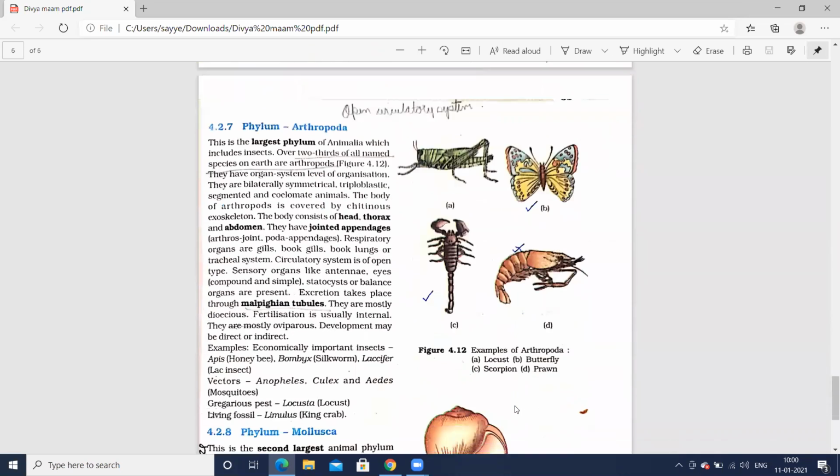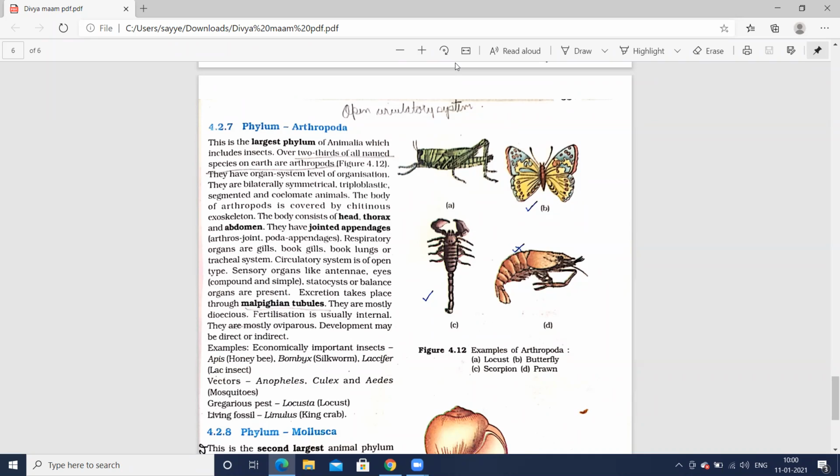Now we move on to very, very sweet creatures. Very nice, simple creatures. They're not that deadly as the blood-sucking ones we did. The phylum is Arthropoda. This is the largest phylum of Animalia. This includes insects. Whenever we use the word Arthropoda, we're talking about insects. The most important feature of Arthropoda is that they're the largest phylum. Over two-thirds of all the species on the earth are arthropods. Two-thirds of all animal species that you find on the earth are arthropods only.